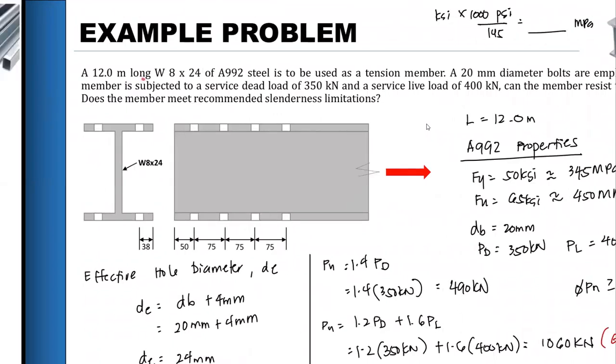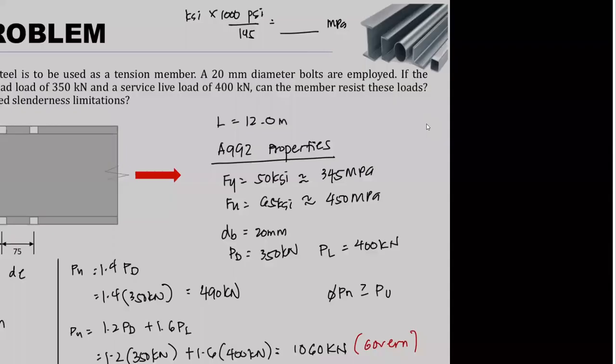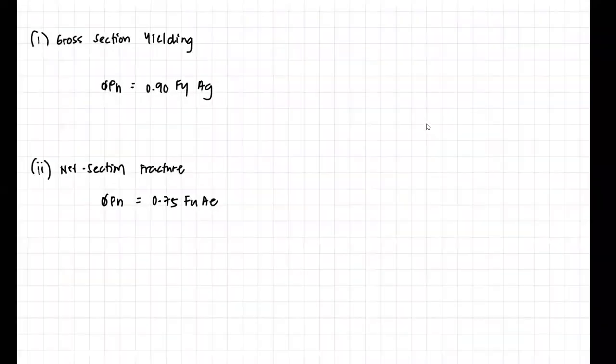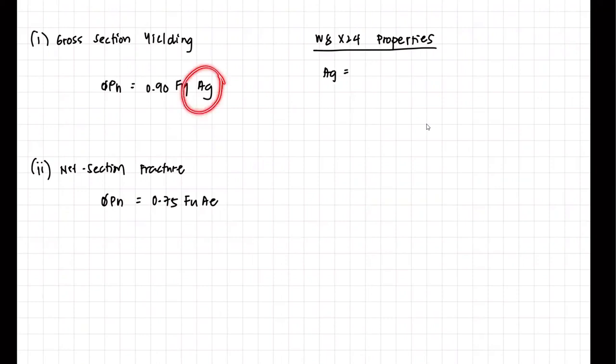Okay, so before we can solve that, we need to identify the properties of our section, and our given section is a W8 by 24 section. So we will be referring to our W-shaped table to identify the needed properties for our given section. W8 by 24 properties. So we need to identify what properties are essential for us. Of course, we need the gross area, okay? Because we will be using it in the formula for gross section.